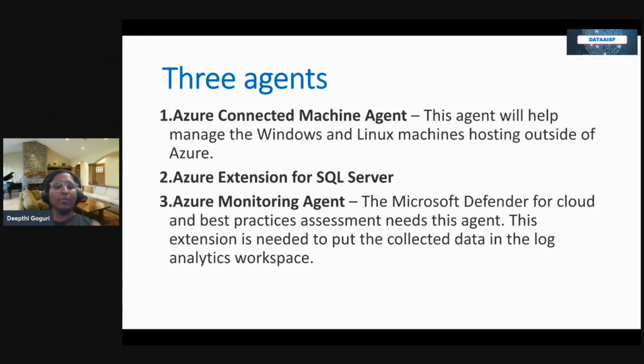So the second one is the Azure extension for SQL Server. After you install the first one, the Azure Connected Machine Agent, all your Windows machines or the Linux machines will be shown up in the portal. But on top of it, you need to install the Azure extension for SQL Server. That's when your SQL servers will be shown in the portal.